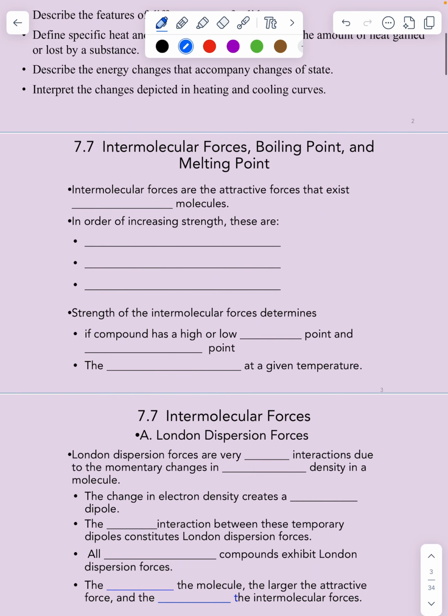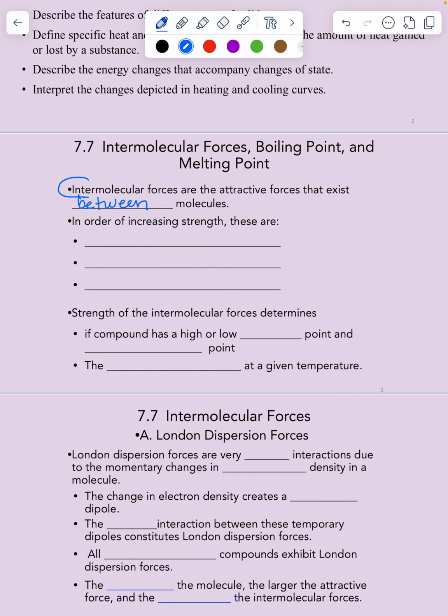So let's jump into our topic of intermolecular forces. Hopefully you have made a copy of the fill-in notes and you can work along with me as I fill in notes and discuss. Unit Chapter 7, Target number 7 is talking about intermolecular forces and how they relate to boiling point and melting point. So it says that intermolecular forces are the attractive forces that exist between molecules.